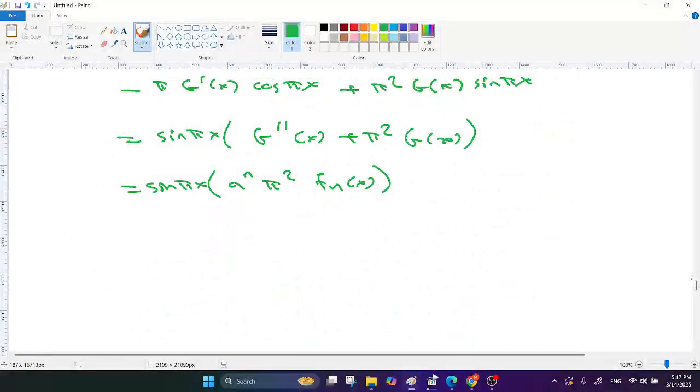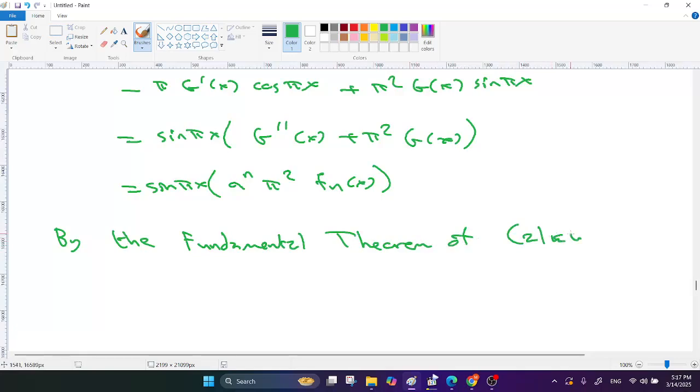Now what? Now by the fundamental theorem of calculus, we have the following. By the fundamental theorem of calculus, we will apply it on h'(x). I love calculus because I have high interest in irrational numbers. So if calculus is useful here, I love it very much.